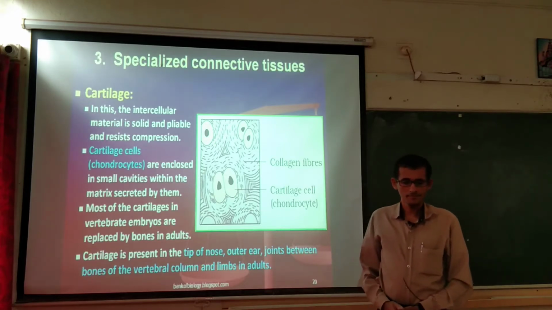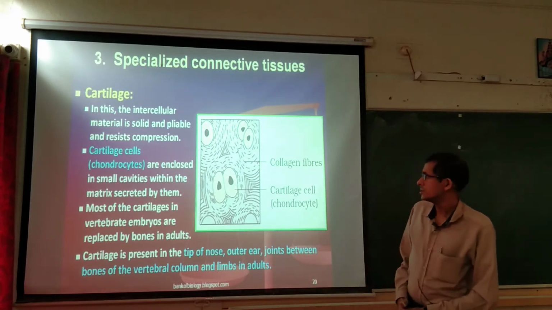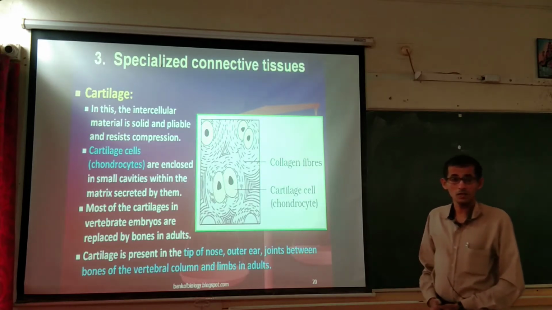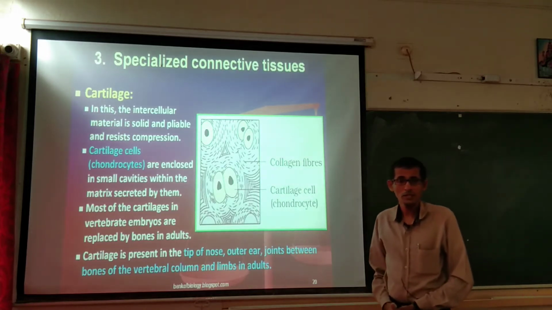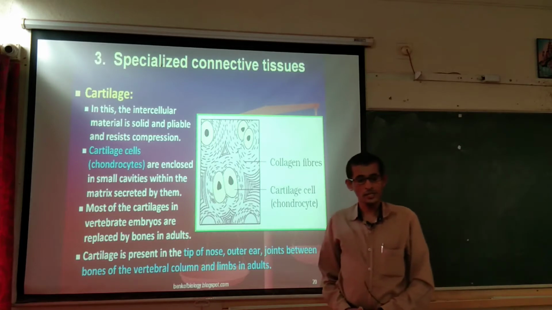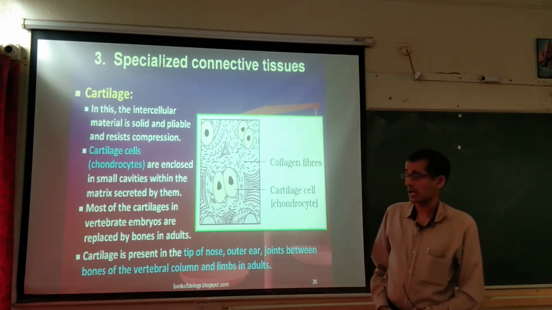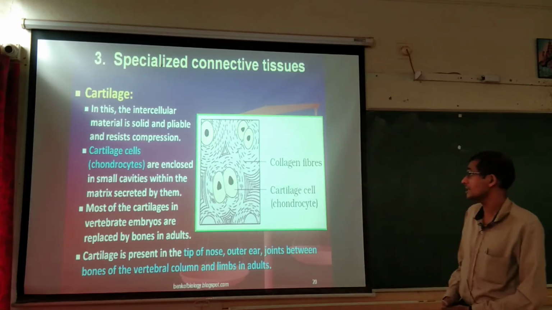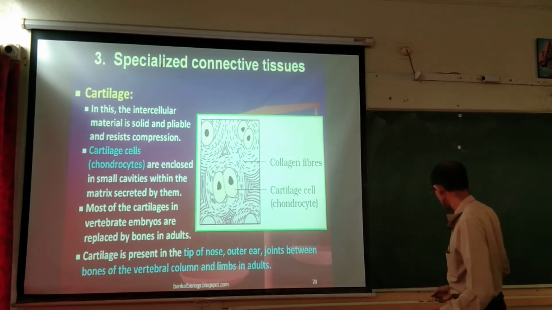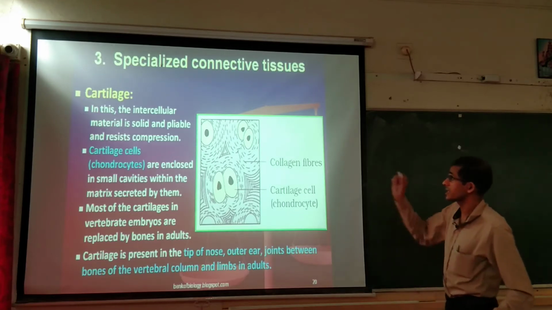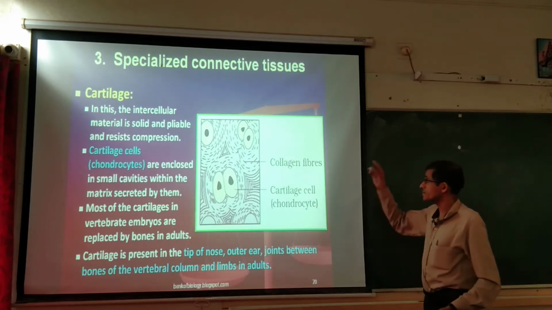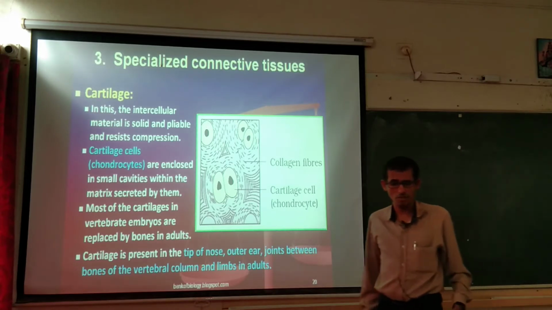In that, dense connective and loose connective tissue is over. Then dense regular, dense irregular. Now, coming to the third type of connective tissue, that is specialized connective tissue. So, what is meant by specialized connective tissue?